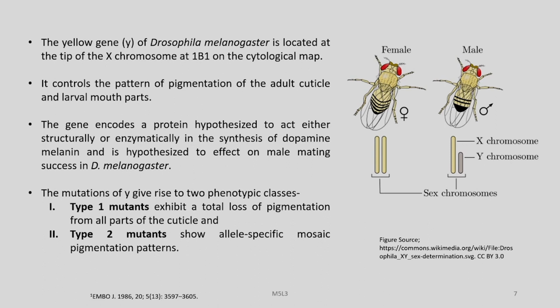The mutations of the yellow gene give rise to two types of phenotypic classes. There is a type 1 mutant and a type 2 mutant. The type 1 mutant exhibits a total loss of pigmentation from all parts of the cuticle, and the type 2 mutants show allele specific mosaic pigmentation patterns.